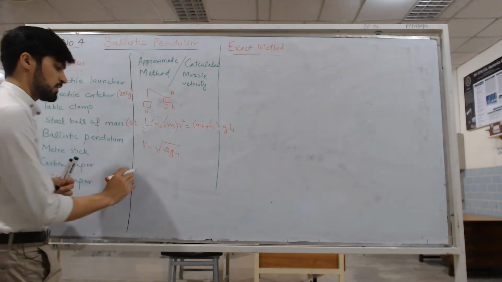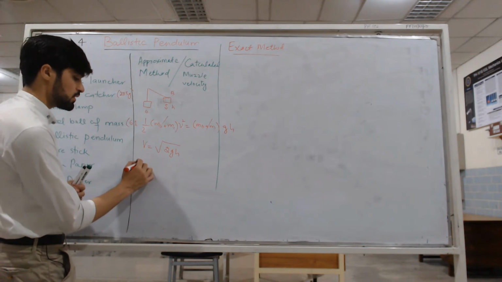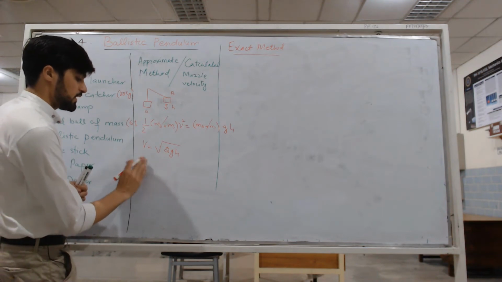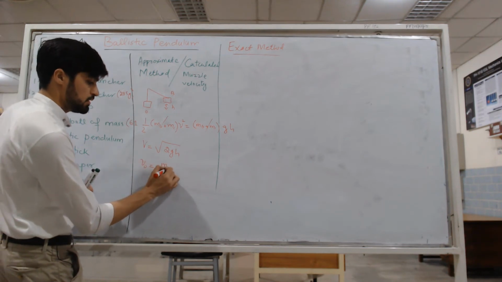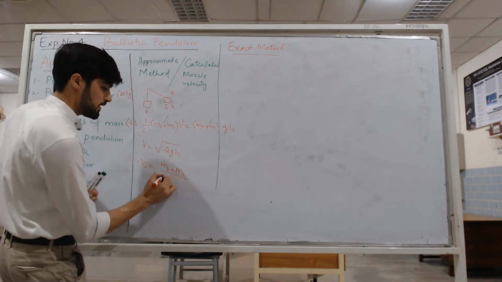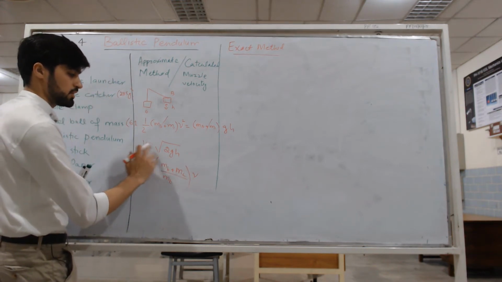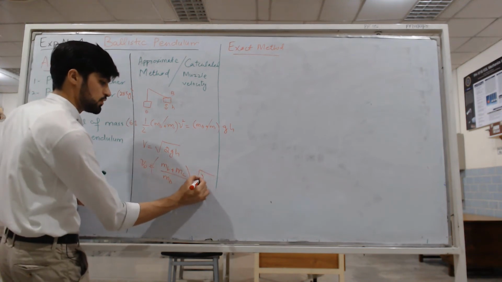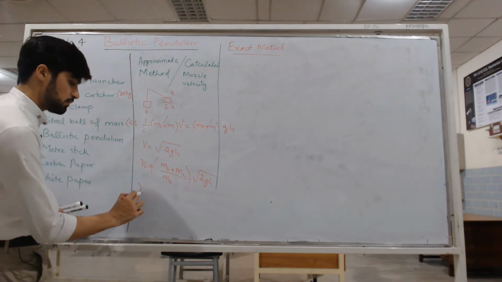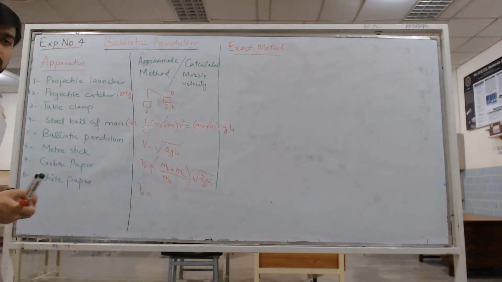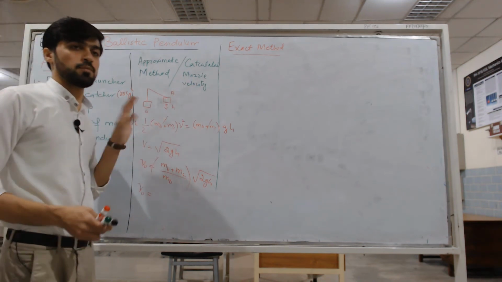Now from the momentum conservation, we know that we have calculated this before. We will get v naught is equal to (mb plus mc) divided by mb, and instead of the velocity after the collision, we will put this value here, so we will get under root 2gh. So this is the muzzle velocity using the approximate method, or we can say it's the calculated muzzle velocity. So this is the approximate method.